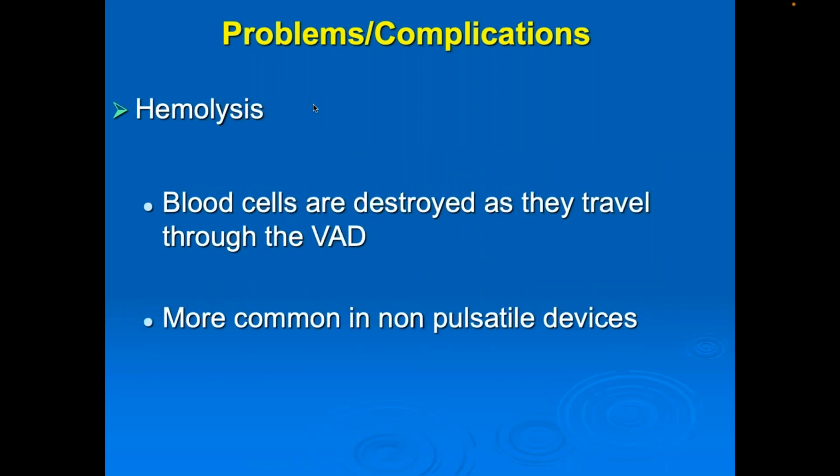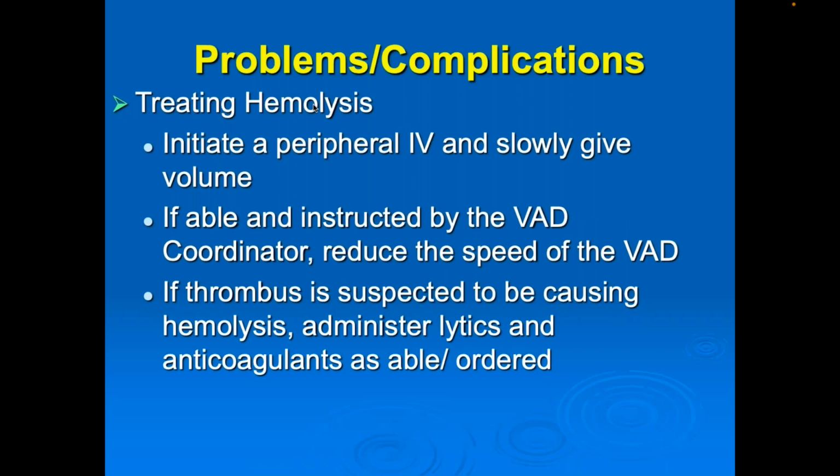Hemolysis is when blood cells are destroyed as they travel through the VAD. The most common are in the non-pulsatile devices with that impeller breaking up the blood. Treating hemolysis, initiate a peripheral IV and slowly give volume. If able to, and instructed by the VAD coordinator, you need to reduce the speed of the ventricular assist device. If a thrombus is suspected to be causing the hemolysis, administer lytics and anticoagulants as able or ordered to do so.